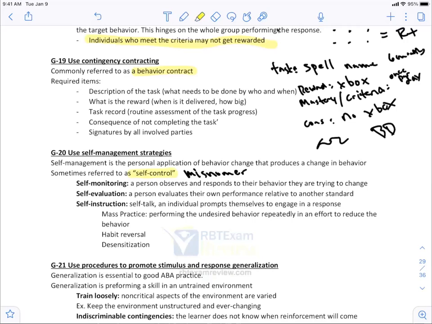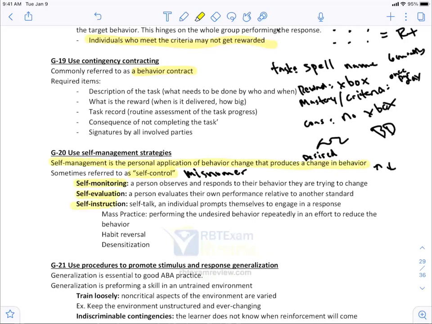So self-management is a personal application of a behavior change that produces a change in behavior. Okay, really a desired change in behavior. We can increase or decrease behavior. Okay, but it's a desired change in behavior. What do we do? We self-monitor, we self-evaluate, and we self-instruct.